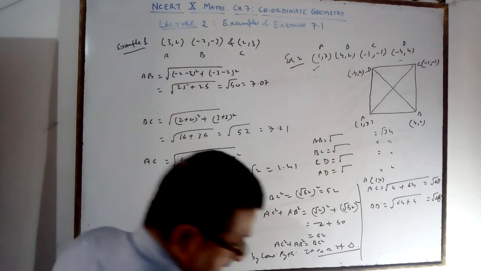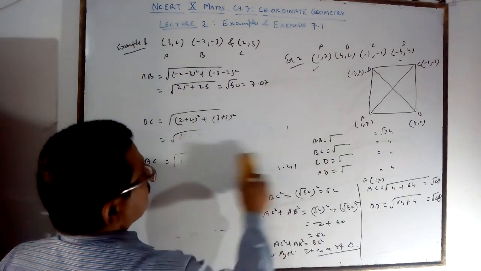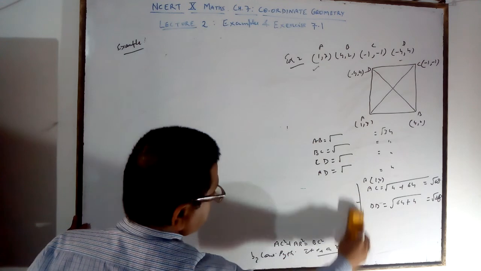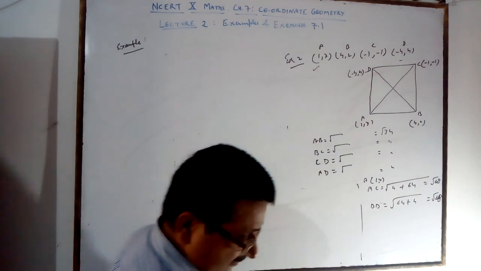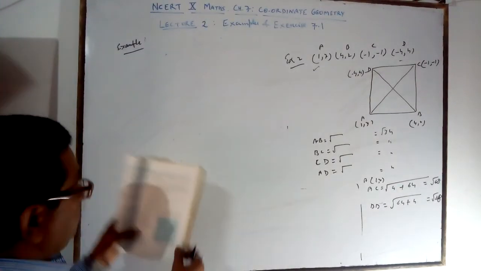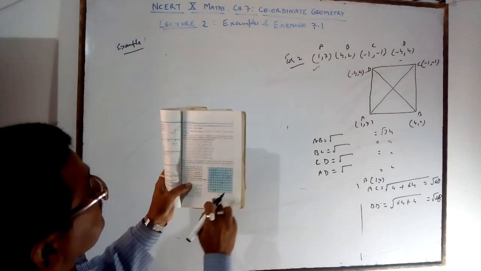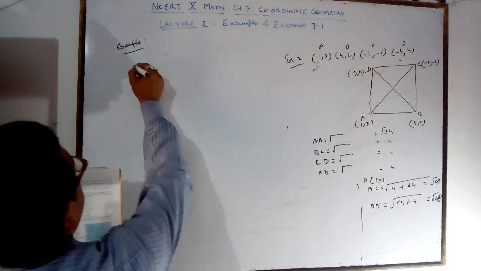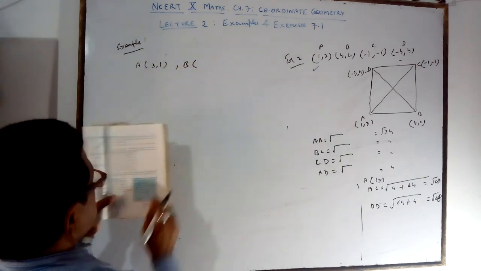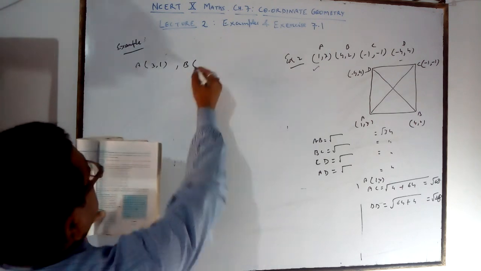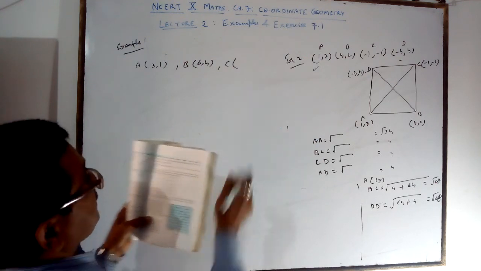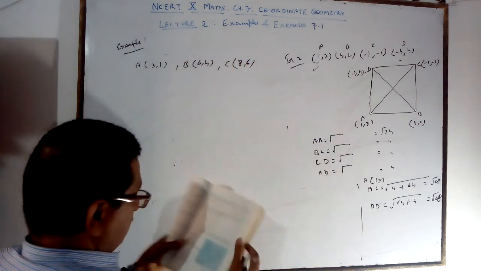In example 3, a graph is given. From the graph you find out the coordinates of A, B and C. What is the coordinate of A? Coordinate of A is (3, 1). Coordinate of B is (6, 4), and coordinate of C is (8, 6). All the coordinates you find out.